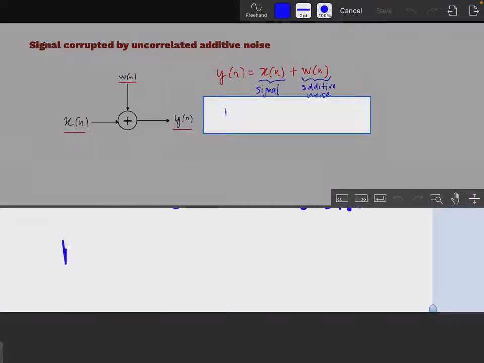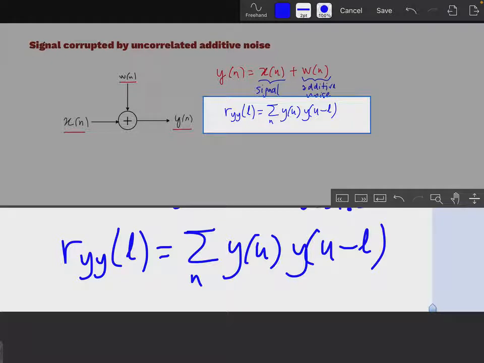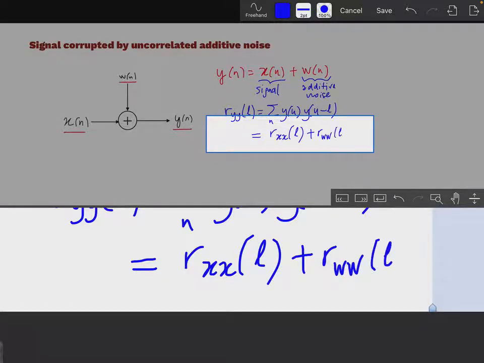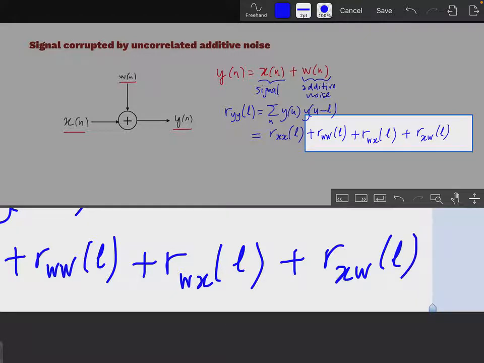autocorrelation of Y, our YY of L is equal to, for all n, Y of n, Y of n minus L, which is going to be equal to the autocorrelation of X at the lag L plus the autocorrelation of W at the same lag plus the cross correlation of W with X plus the cross correlation of X with W, all at the same lag.